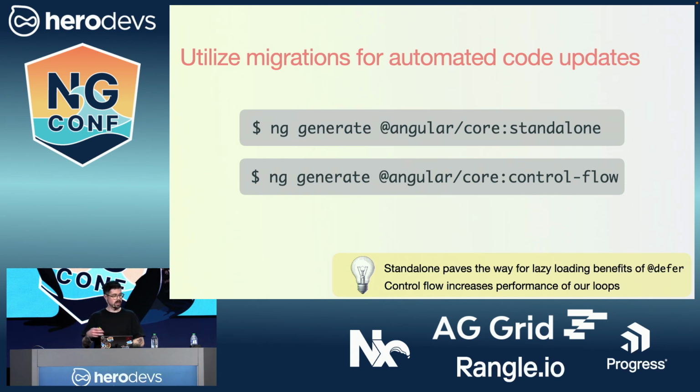So we have 2 here that I wanted to point out, which is to generate standalone components or to generate control flow. So standalone components, I think, really do simplify our development because it's helping to track the dependencies of what goes with what. If you've seen large modules where you have a bunch of components and a bunch of imports, and it's super difficult to determine which imports go with where, and it's hard to reuse it because you don't know exactly, oh, I need to pull this import out and that import out, using standalone just enforces that behavior. And also it's paving the way for us for lazy loading benefits of defer.